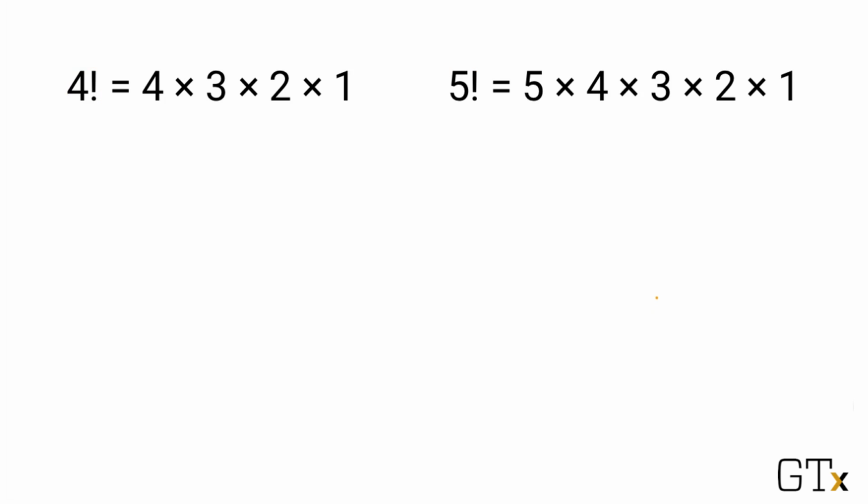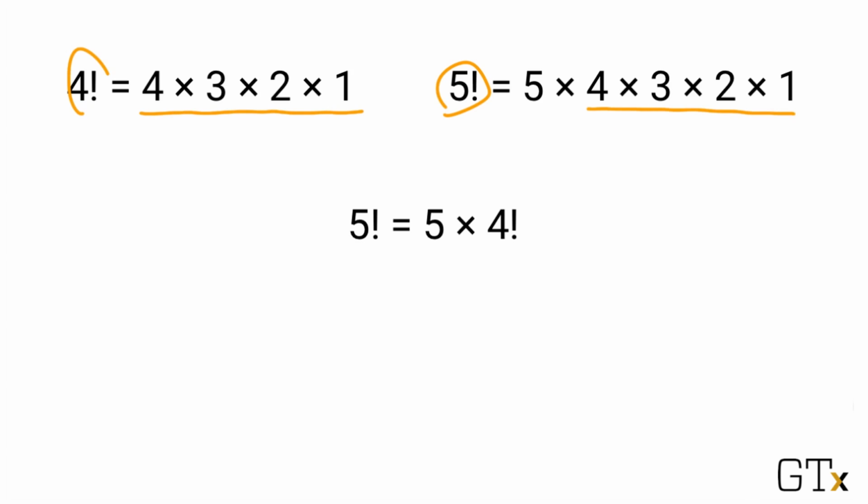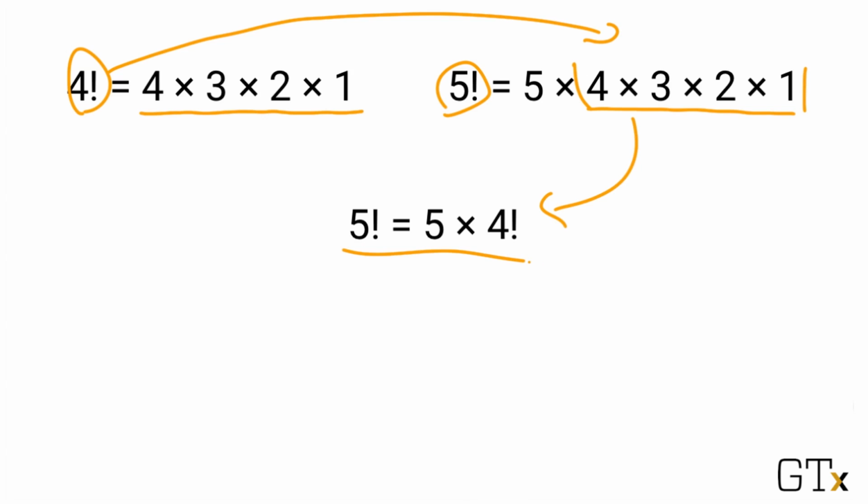Now, what makes factorial a good candidate for demonstrating recursion is that it itself can be thought of as a recursively defined function. The factorial of any given number equals itself times the previous number's factorial. 4 factorial was defined as 4 times 3 times 2 times 1, and part of 5 factorial was 4 times 3 times 2 times 1. So we could take 4 factorial and put it in for that portion of the function, and we would get 5 times 4 factorial.